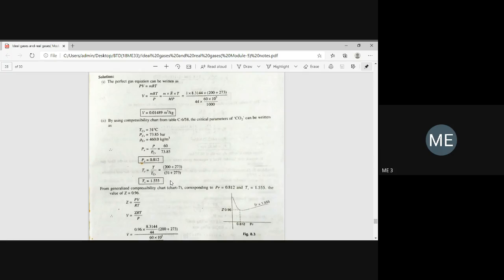As I'm telling you, you will not find 1.555 on the chart. You have to search for the nearest value. It is nearly equal to 1.6. Corresponding to a pressure of 0.812, you take the vertical line and TR as 1.55. So, 0.8 and 1.6.